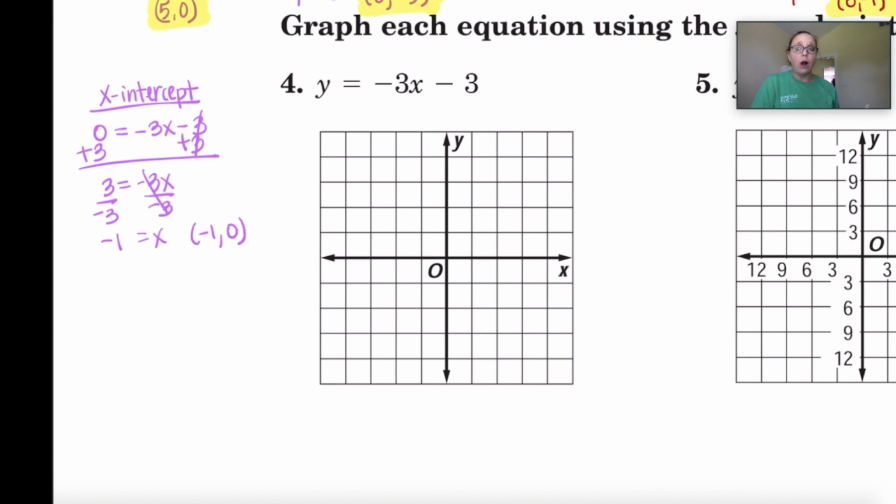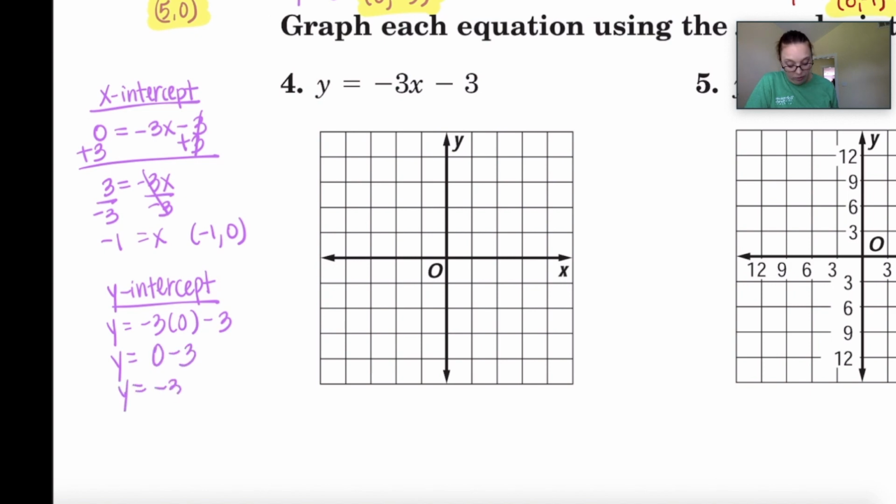Now I'm going to find the y-intercept, which means I'm going to substitute a 0 in place of x this time. So y equals negative 3 times 0 minus 3. Well, negative 3 times 0 is 0, and 0 minus 3 is negative 3. So my y-intercept is negative 3. As an ordered pair, that would be 0, negative 3.